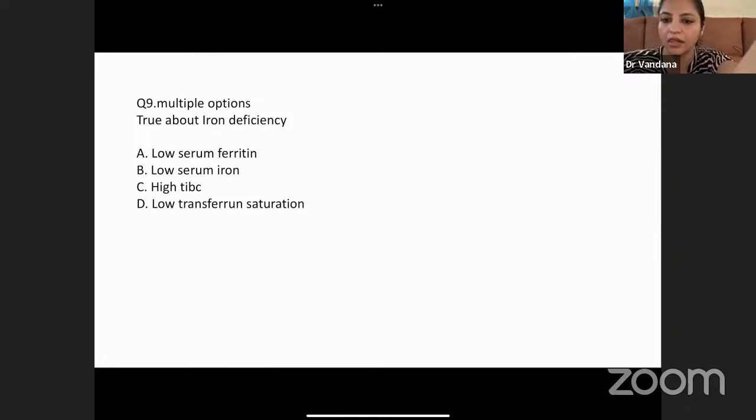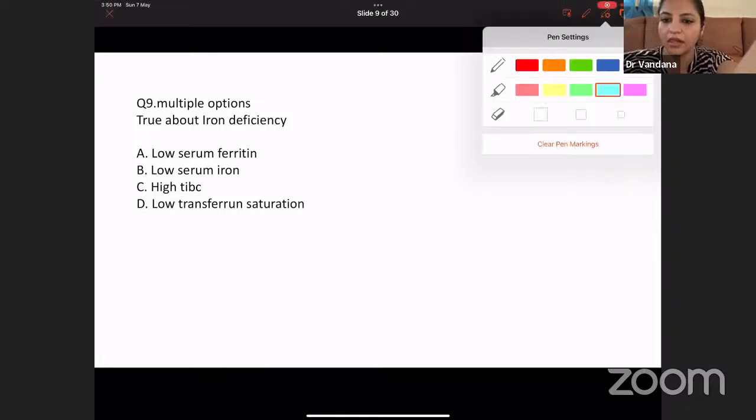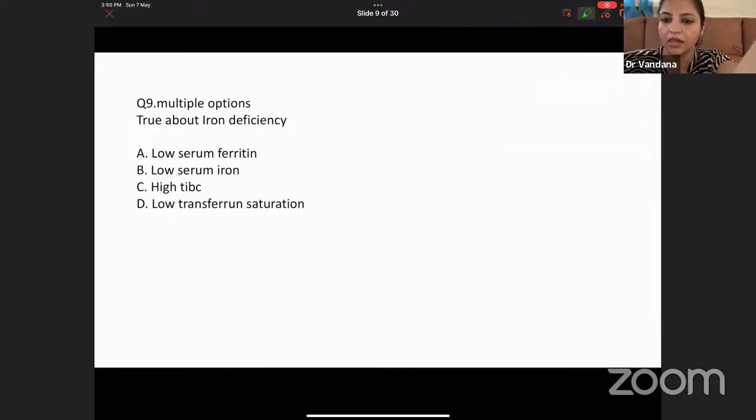True about iron deficiency, multiple options. Guys, I've always told you a story on iron deficiency: iron deficiency is like a beggar, a true beggar who doesn't have food to eat. So everything is low. The only thing is he has a high capacity to have food, so he's searching for food everywhere. His capacity for food is increased, definitely. So remember, whenever we talk about iron deficiency, ferritin is reduced, iron is reduced.